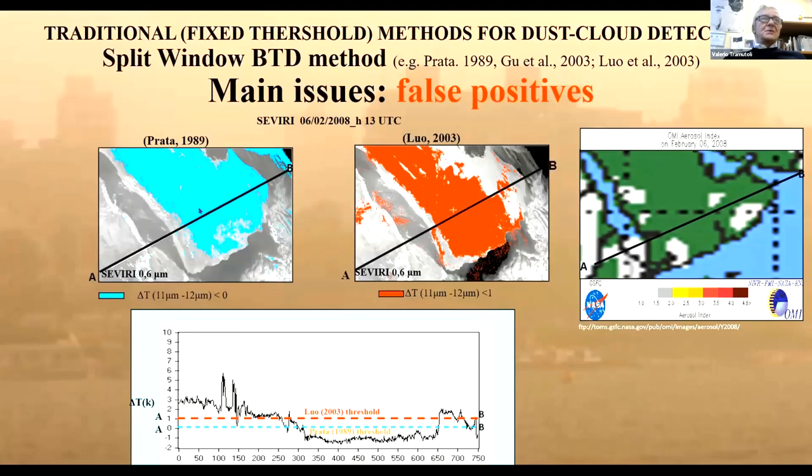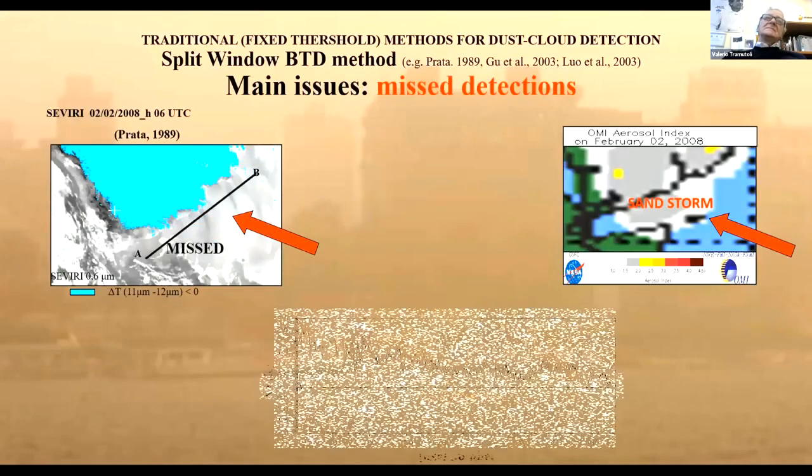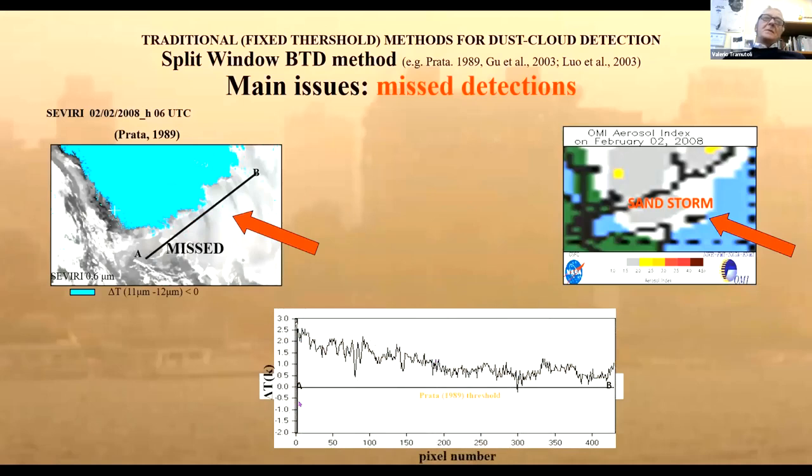And you also see the reason. You see that the distribution of the split window signal is under this threshold in this area, but in this area we don't have dust. For the other example, you see that in this case it's the opposite. The Prata threshold is too low, and we have a missed detection. The dust storm was present in this area, but the Prata threshold is too low and is not able to detect the signal, which is quite evident in this region.